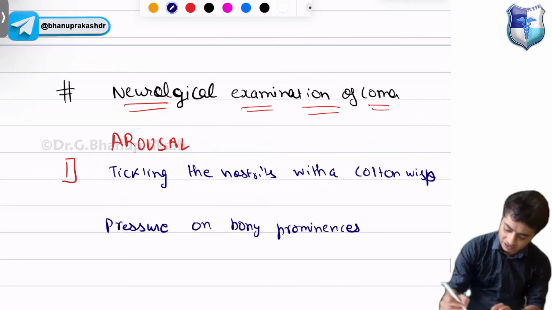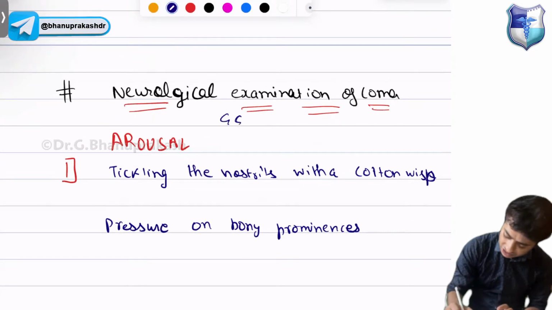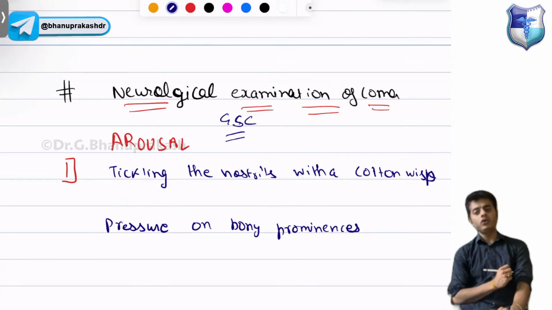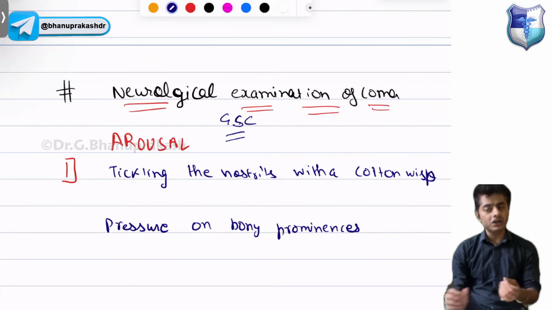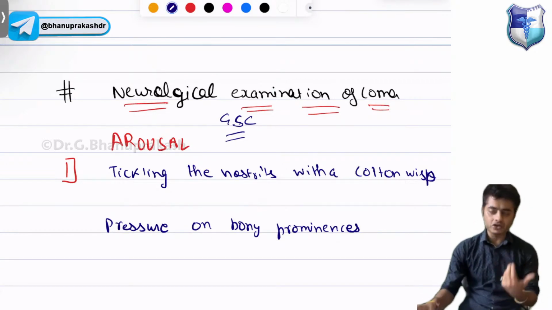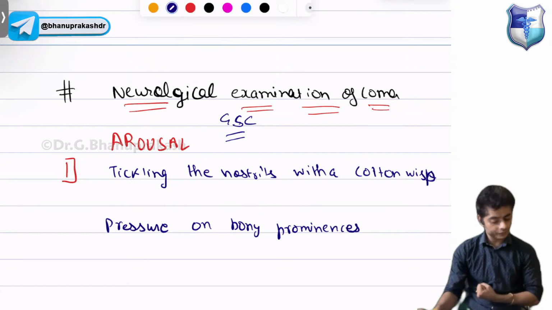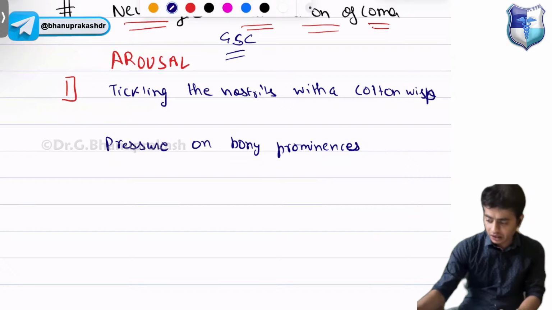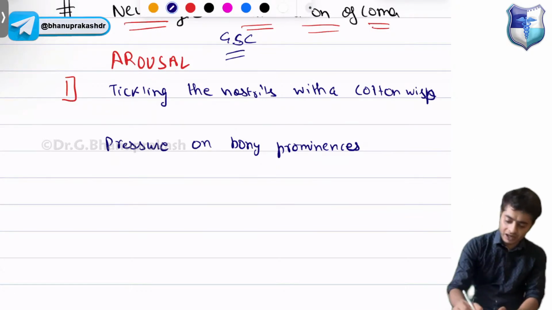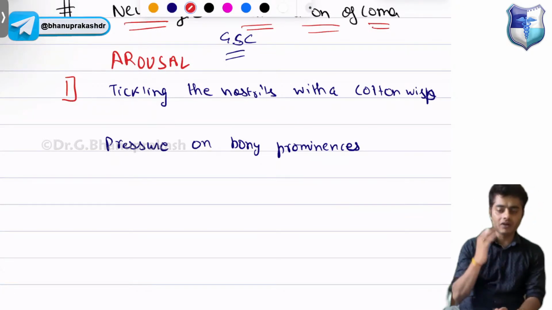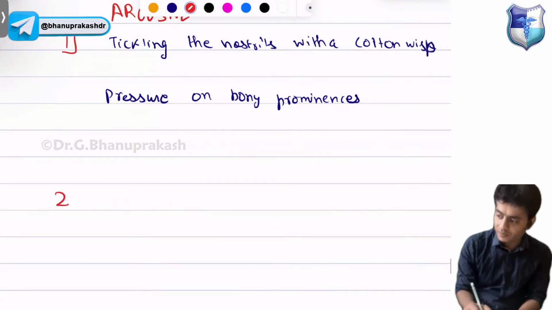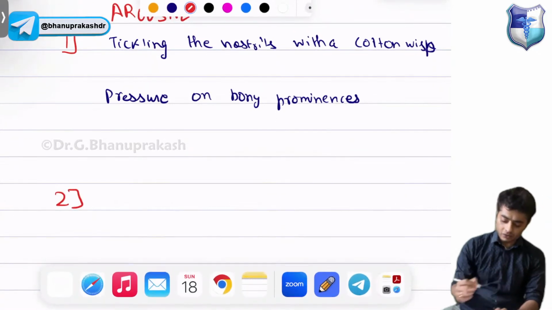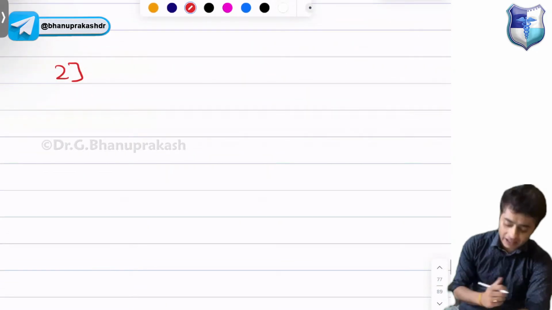First is your GCS, first and most important is your GCS. After that, we will do arousal either by tickling the nostril with any cotton wisp, or we will put pressure on bony prominences. ठीक है? This is the first important step. After this, we will ask a question to ourselves. What question we will ask? We have to localize.